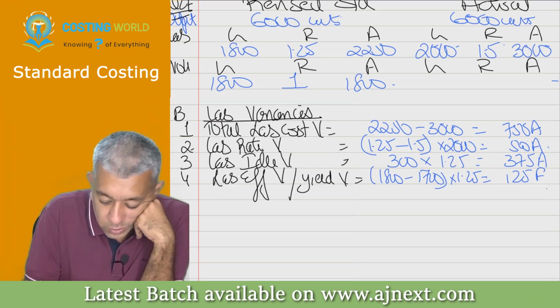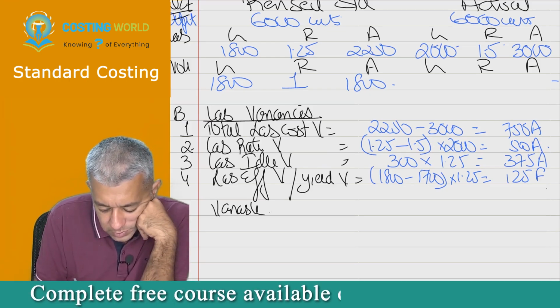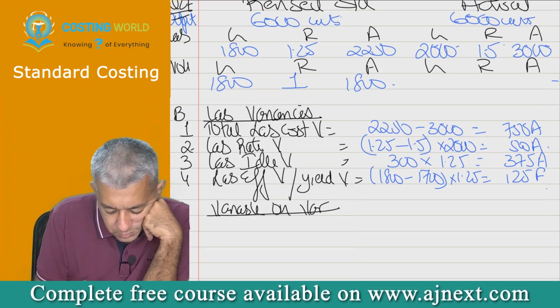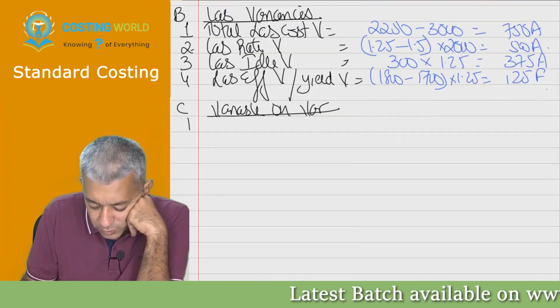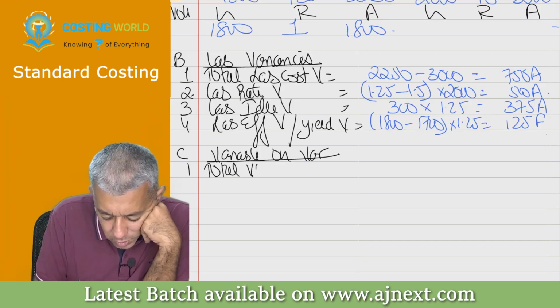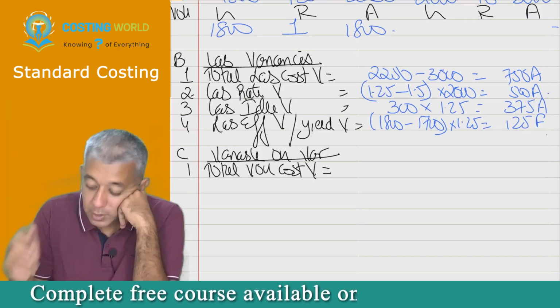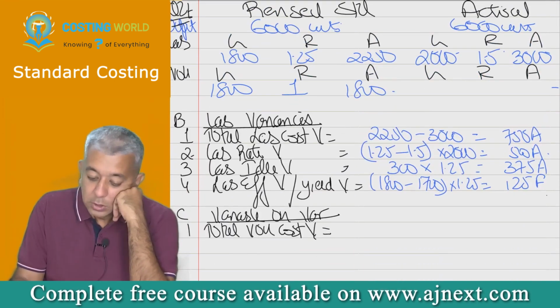That's it. I don't think so, you all require more time. You all write on C, variable overhead variances. Now, I'm not writing the formulas because we have done that last time. So let's start computing it. Total variable overhead cost variance. Obviously for that I need to complete the format here.